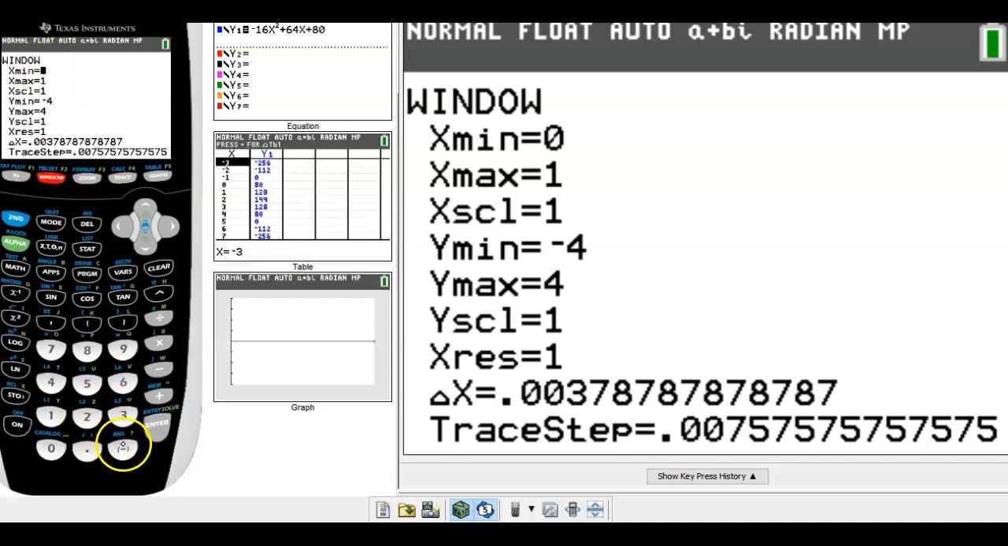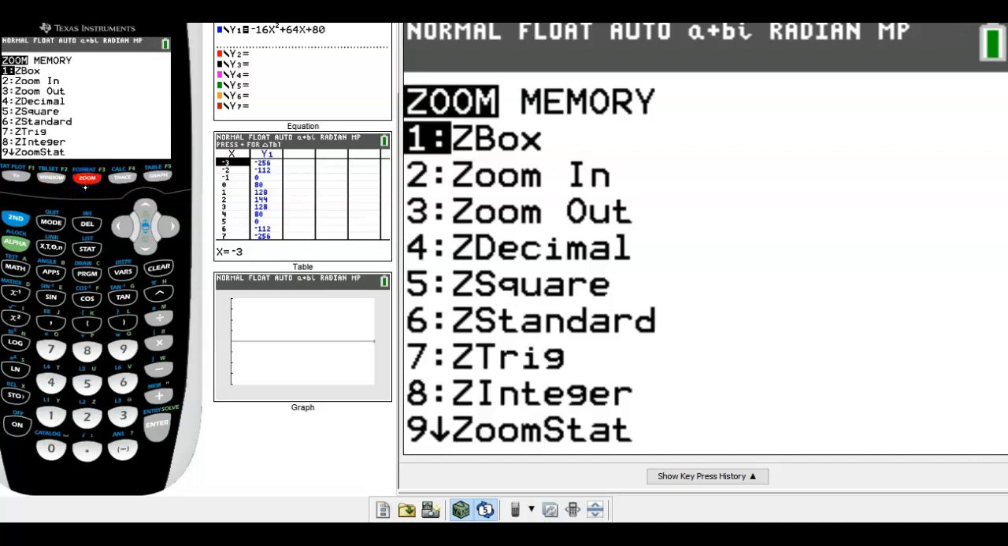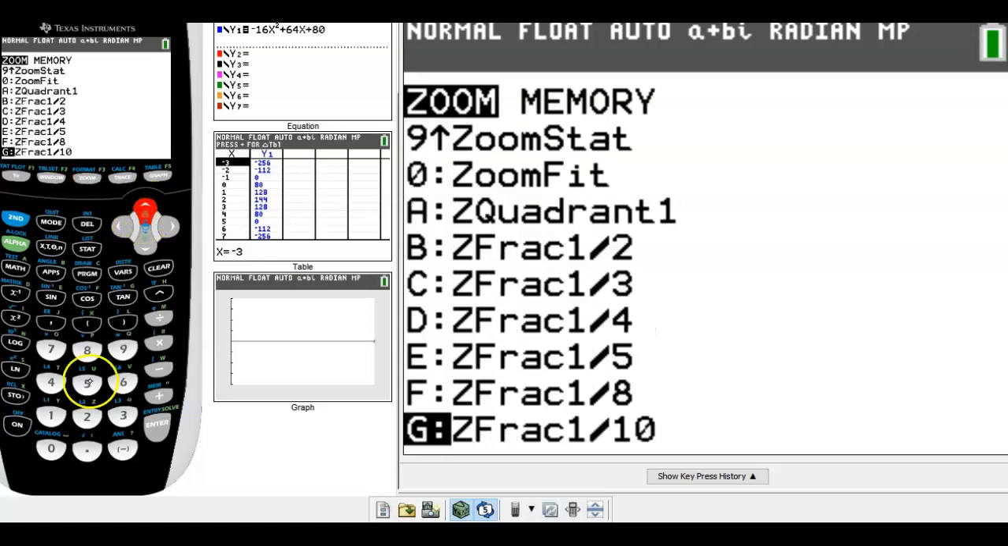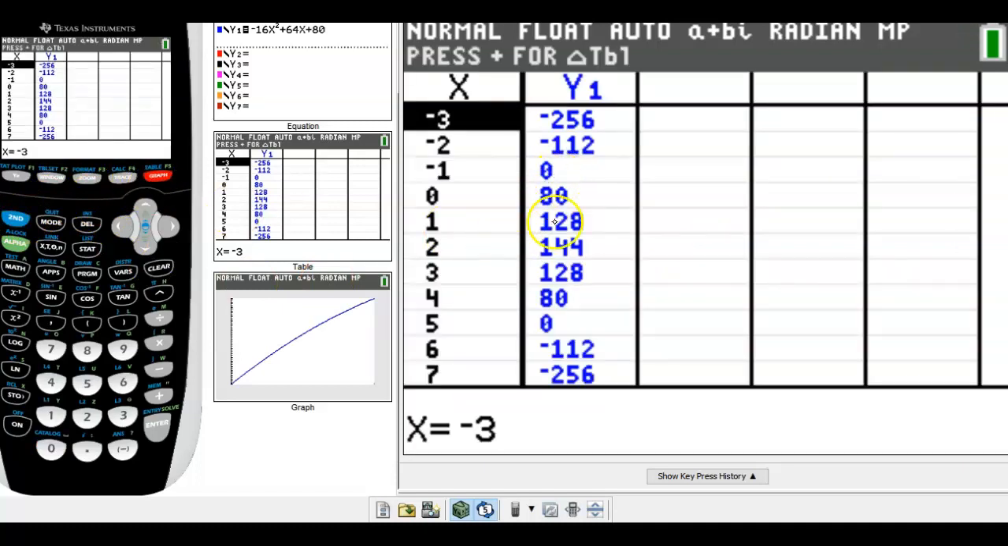So I'm just going to adjust this window real quick. Actually, let's just press zoom, zoom fit, just so I can see the graph. All right, that's cool with me. It ain't that serious. I just want to see where this graph equals 0, because that's when it hits the ground. So there you go at the table, -1 and 5.